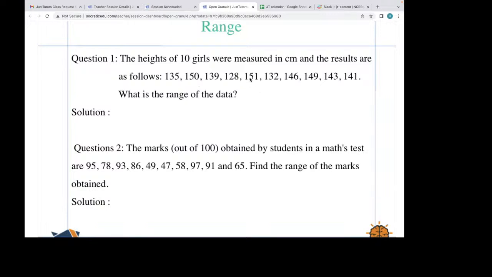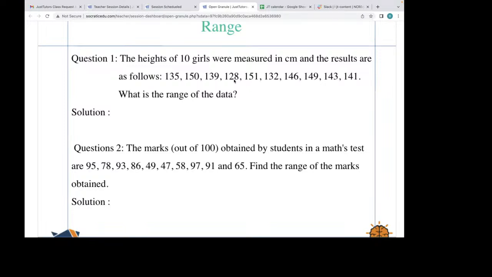151 is the highest. We have to watch carefully. So 151 is the highest value, highest height, and 128 is the lowest value. So their difference is 23. So since their difference is 23, this is the range of this data. So 23 is the range of this data.